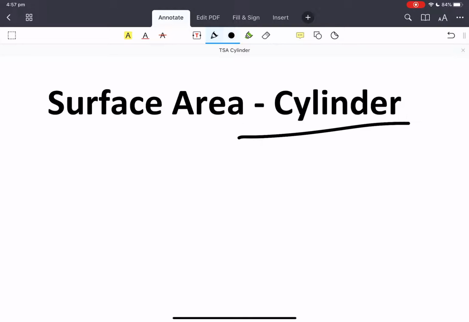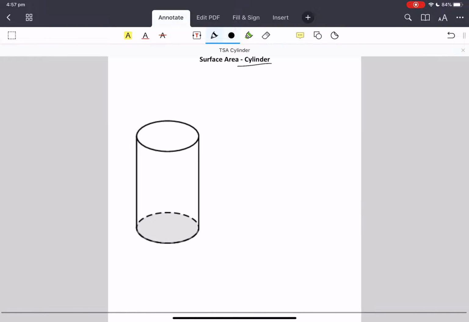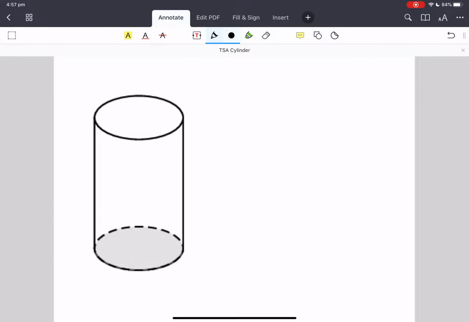Surface area of a cylinder. Let's look at a cylinder. You can see that we've got a circle on the top. If you get a can of Coke, look at the top, there's definitely a circle. You look at the bottom, there's definitely a circle.